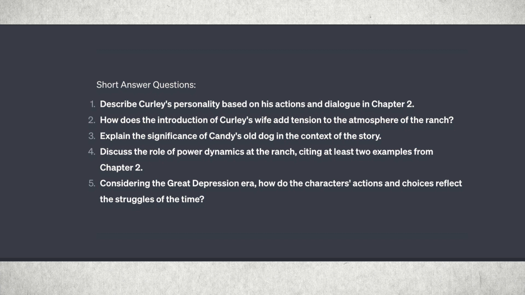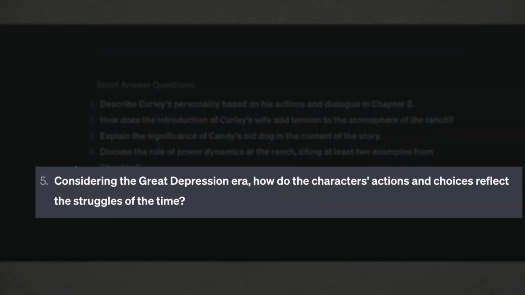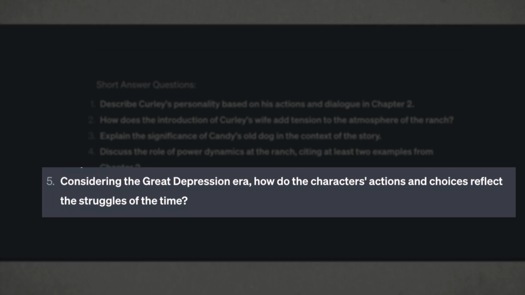Tip 5 is that we should be prepared to fine-tune and iterate from the original output. If we look again at the short answer questions that ChatGPT generated for my Of Mice and Men task, I'm not particularly happy with question number 5. The first 4 questions are fine, but I think the 5th is a little generic, and it's something that I'd like to tackle once we've read a little bit more of the novel.